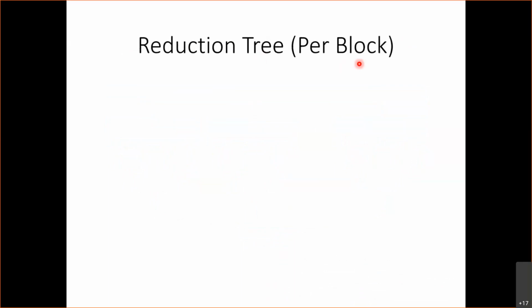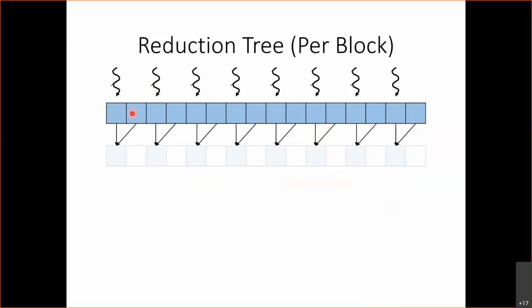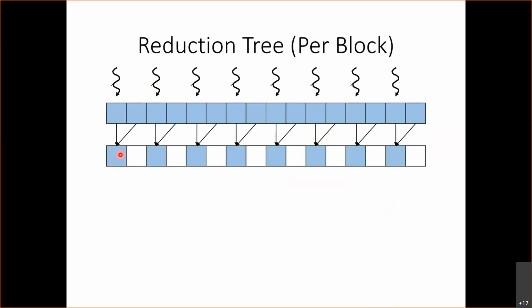How can we implement a reduction tree inside of a single thread block? Well, this is my segment that the block is responsible for. One way I can do it is I can assign a thread for every other element in this input, and then each of these threads is going to add its value to the value that's next to it. That's the first step, and now my values are reduced in half.